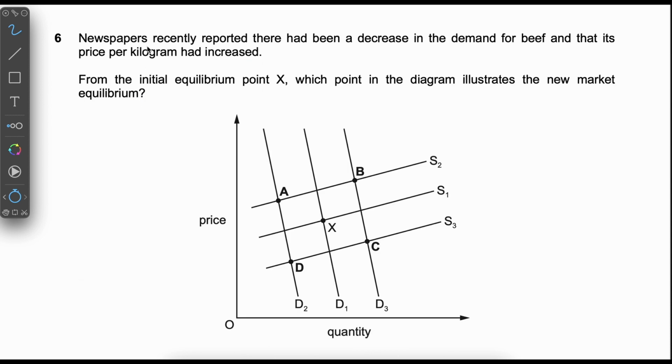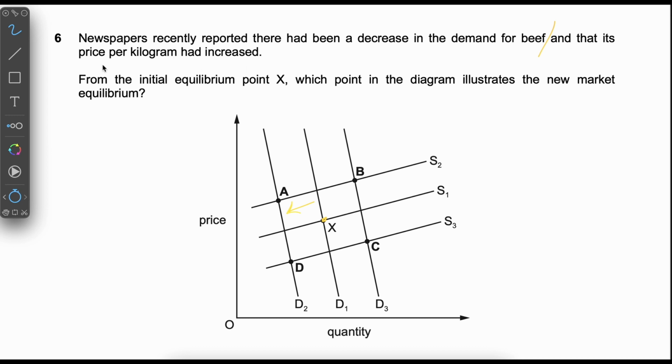Cool, question number 6. Newspapers recently reported there had been a decrease in the demand for beef and that its price per kilogram had increased. From the initial equilibrium point X, which point in the diagram illustrates the new market equilibrium? Okay, so let's go through this again and work through it step by step whilst shifting the demand or supply curve. So newspapers recently reported there had been a decrease in demand for beef. Okay, we're at point X, decrease in demand, shifting the demand curve to the left. So we're on D2 at this point.